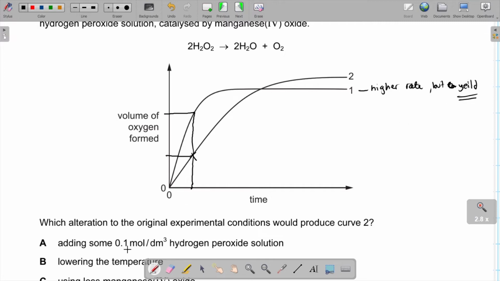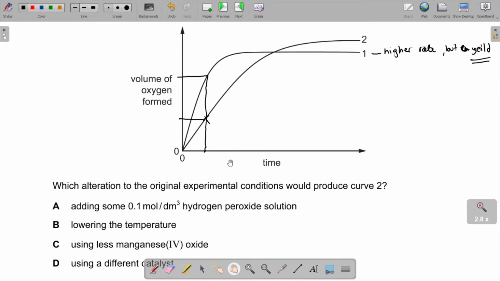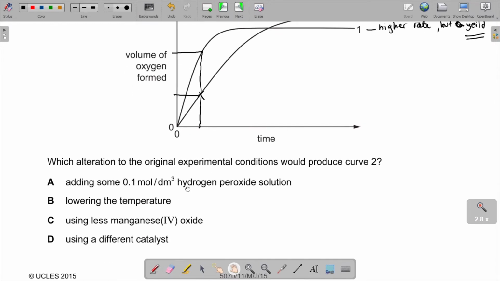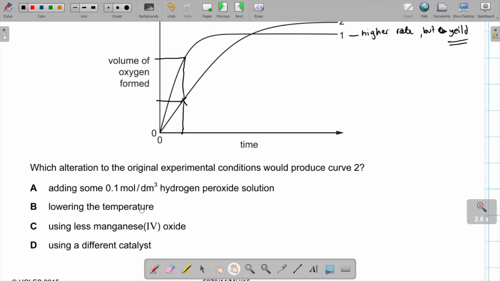So adding some 1 mole of hydrogen peroxide solution to it. So we're just increasing the concentration. Increasing the concentration should technically also increase the rate of reaction, which did not happen in this case. The rate of reaction decreased, but the volume of the gas is produced.